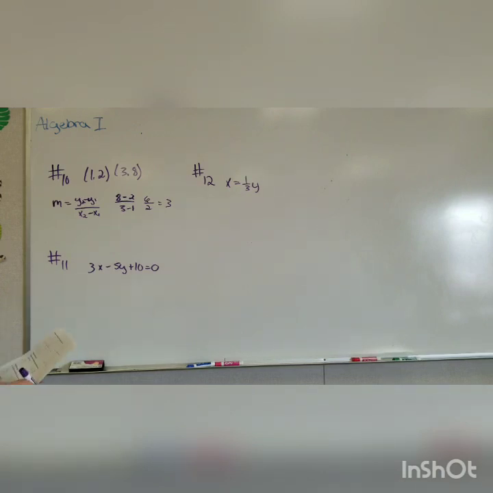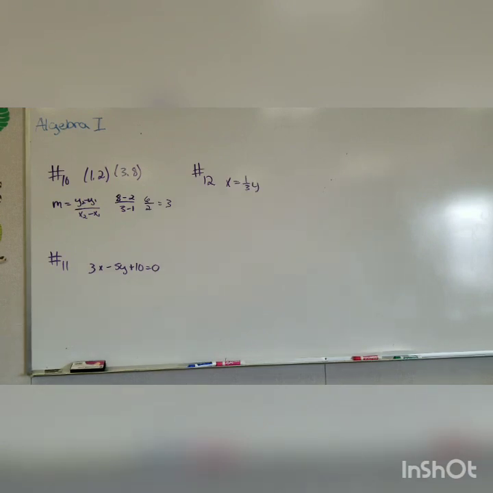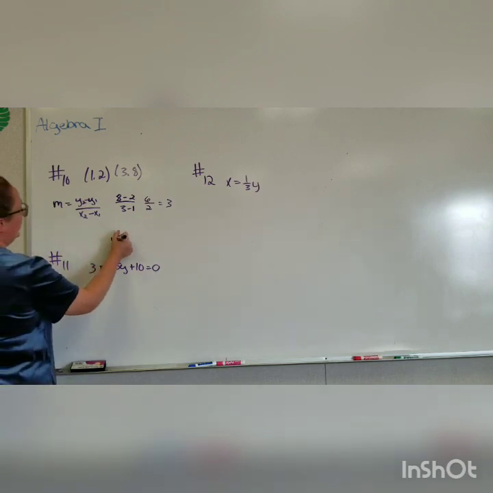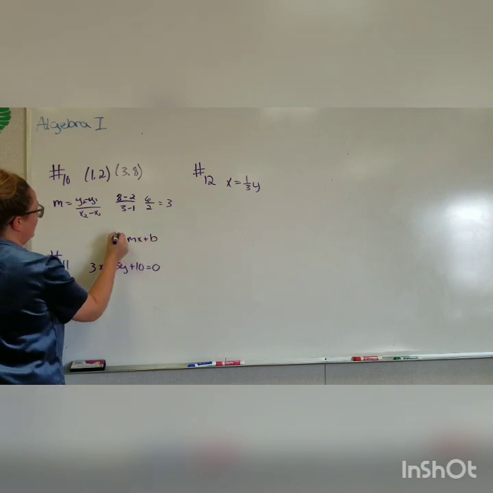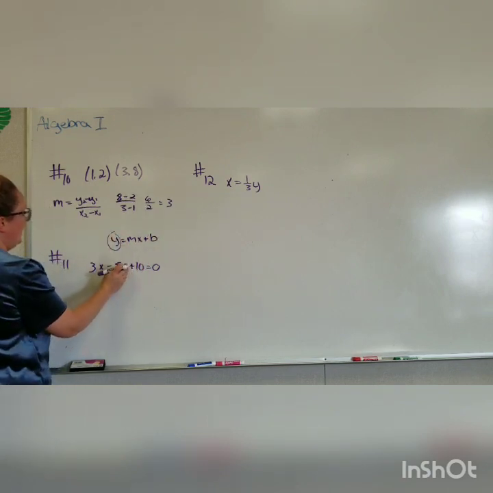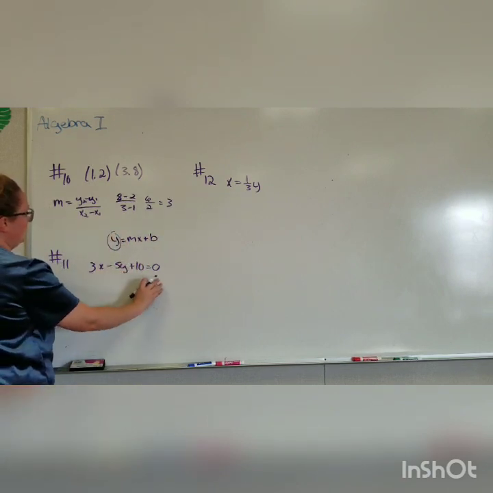All right, problem number 11, they give you the equation of a line. This one they give you is in general form, right? 3x minus 5y plus 10 equals 0. They ask you to change it to slope-intercept form. Slope-intercept form is y equals mx plus b. So what you have to do is solve for y. So you want to move everything but y to one side of the equation.